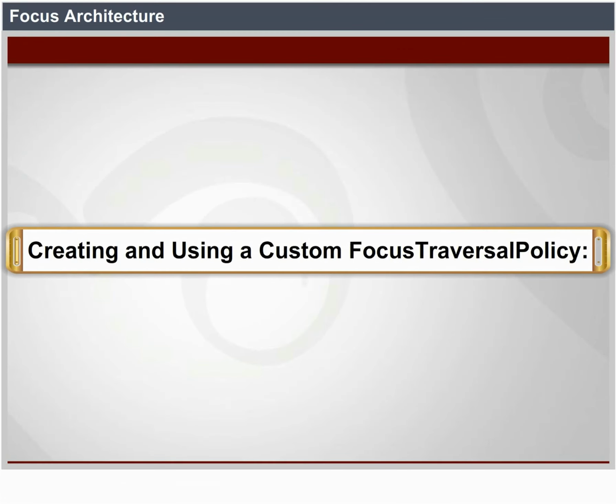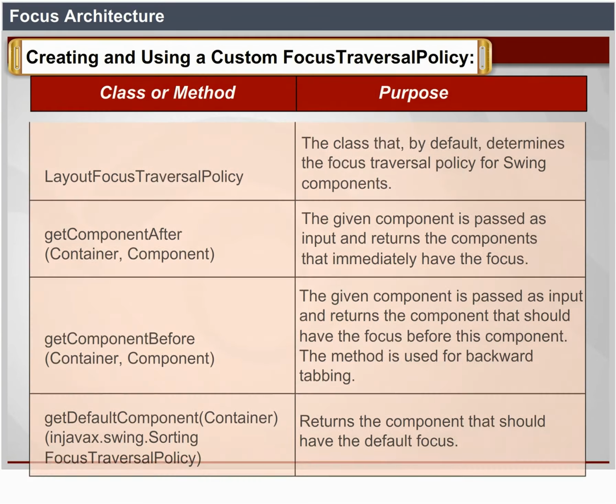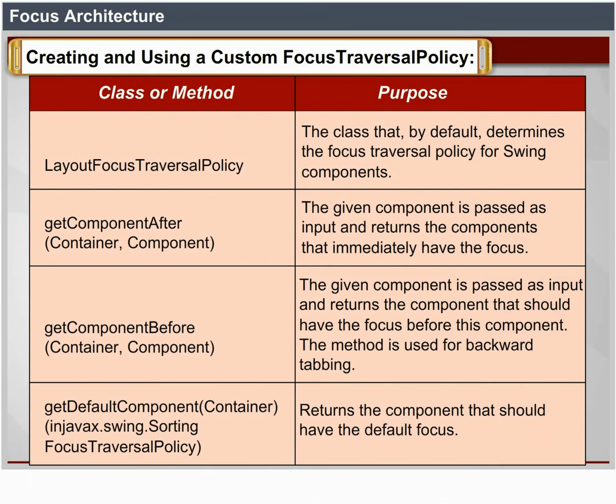Creating and using a custom focus traversal policy. Class or method and its purpose. LayoutFocusTraversalPolicy is the class that by default determines the focus traversal policy for swing components. getComponentAfter(Container, Component): the given component is passed as input and returns the component that immediately has the focus. getComponentBefore(Container, Component): the given component is passed as input and returns the component that should have the focus before this component. The method is used for backward tabbing.